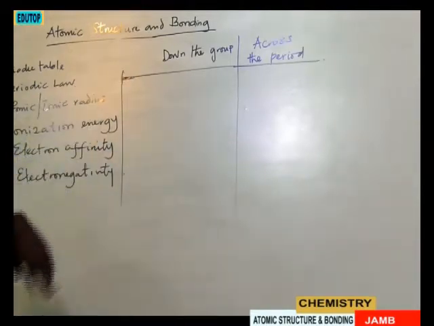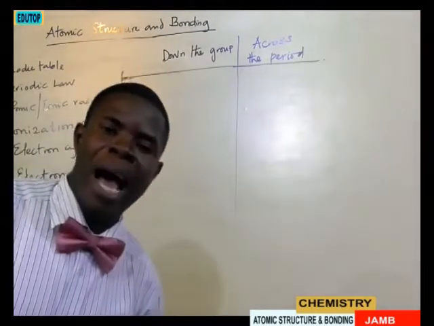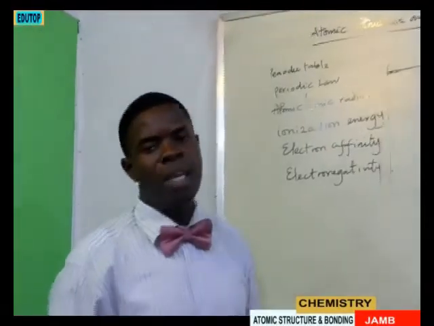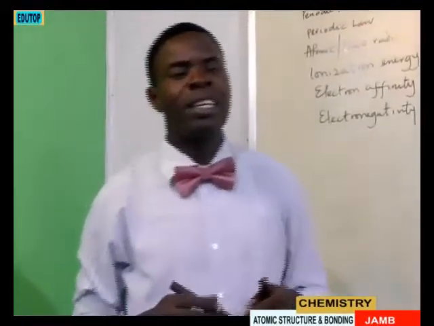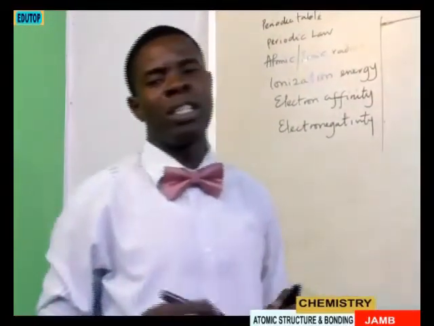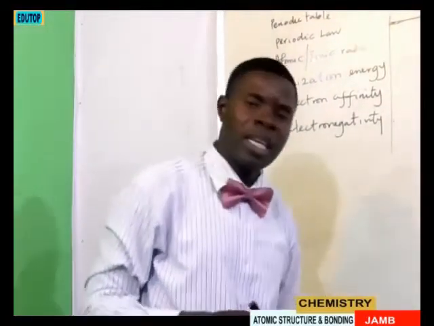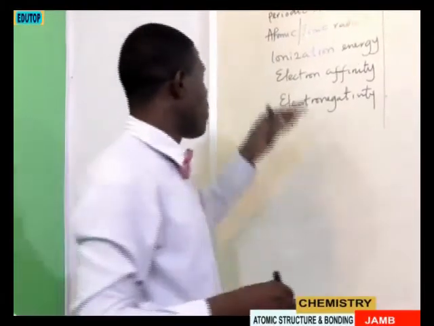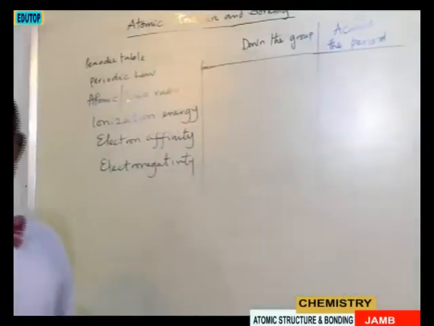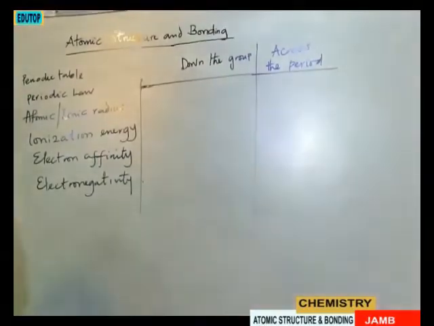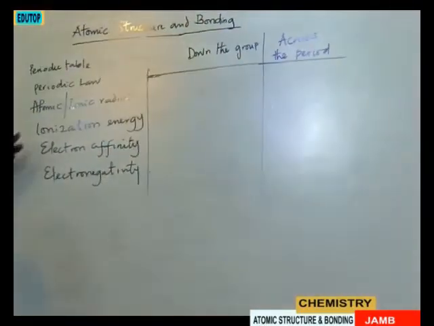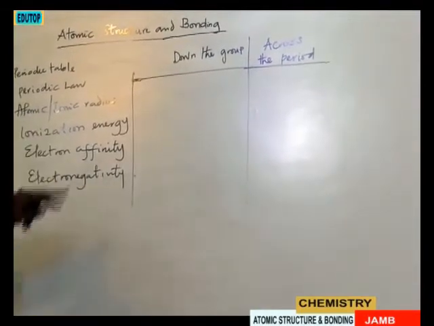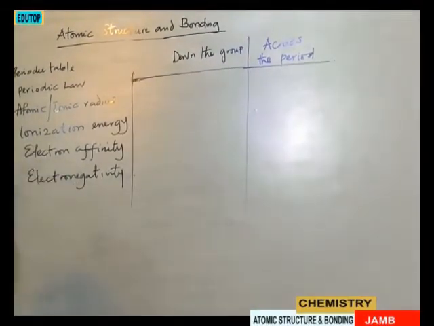the properties of elements are the periodic functions of their atomic numbers. What that simply means is that it's the atomic numbers that determine what? The properties of elements. So let's talk about the properties of groups of elements on the periodic table. So in this situation, we're talking about atomic radius and ionic radius, ionization energy, electron affinity, then electronegativity.